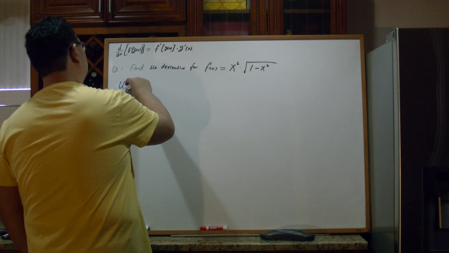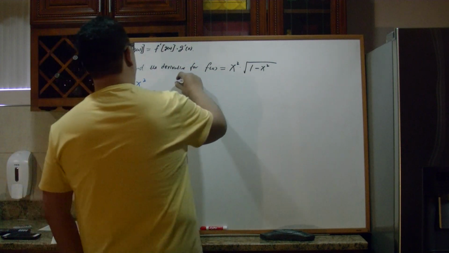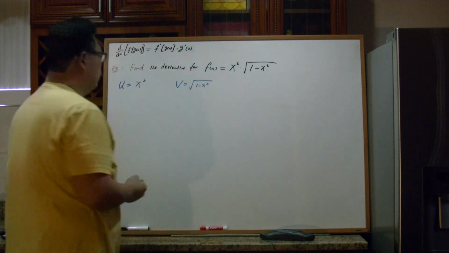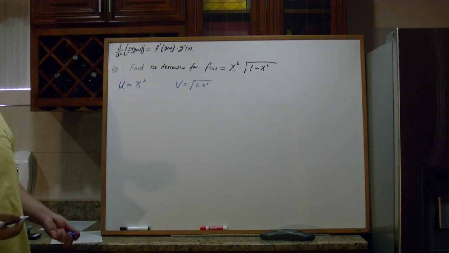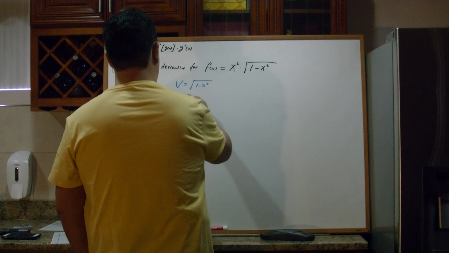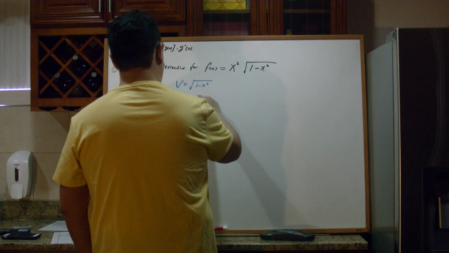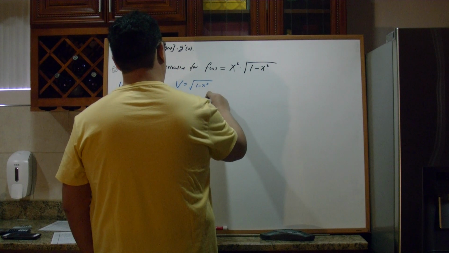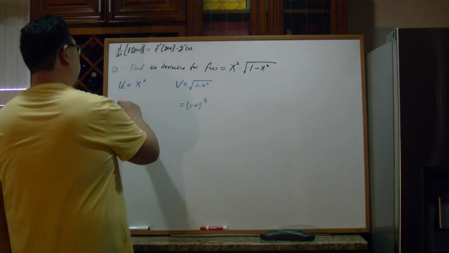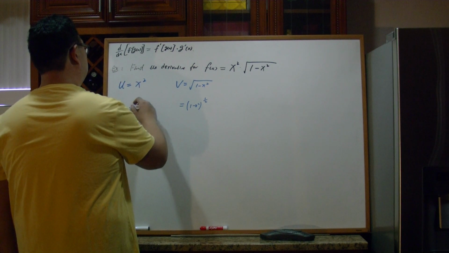The u is x squared, v is the square root of 1 minus x squared. u is simple, the v is a little harder, so we need to take more care about the v, that's 1 minus x squared to the 1/2 power. u prime is simple, that's just 2x.